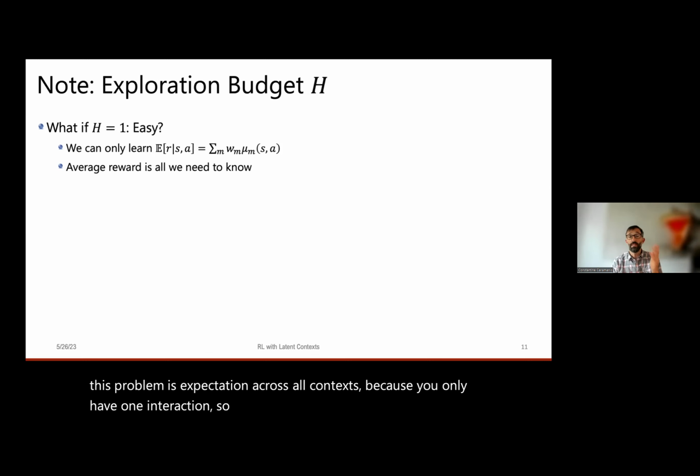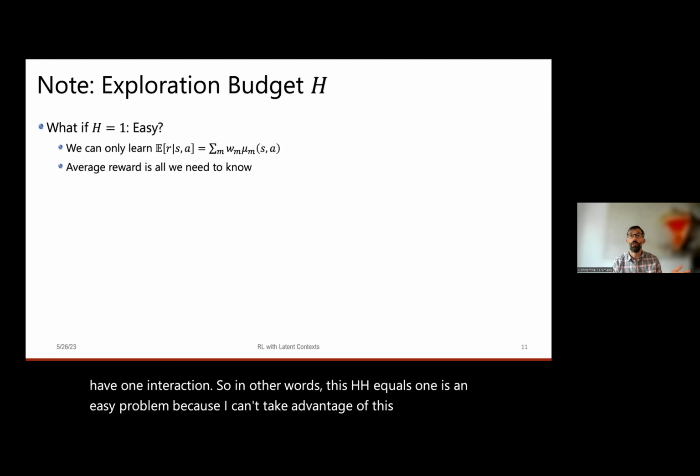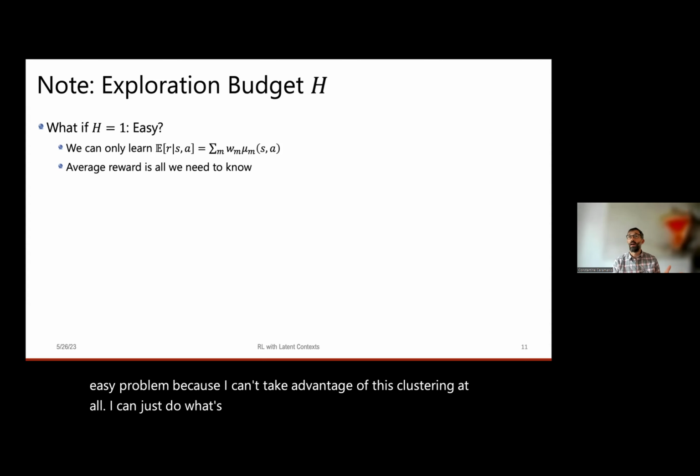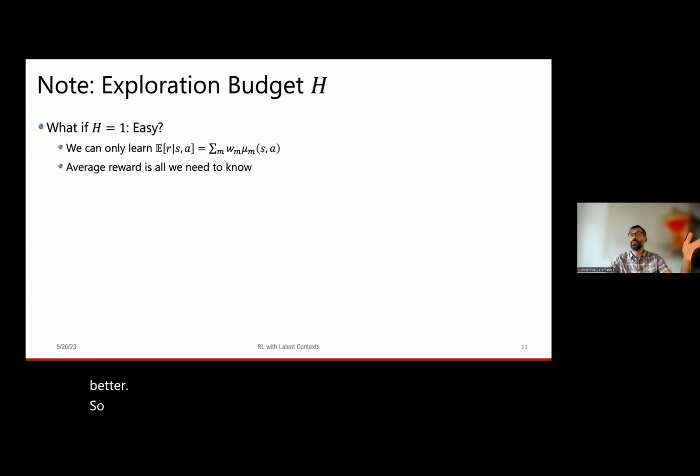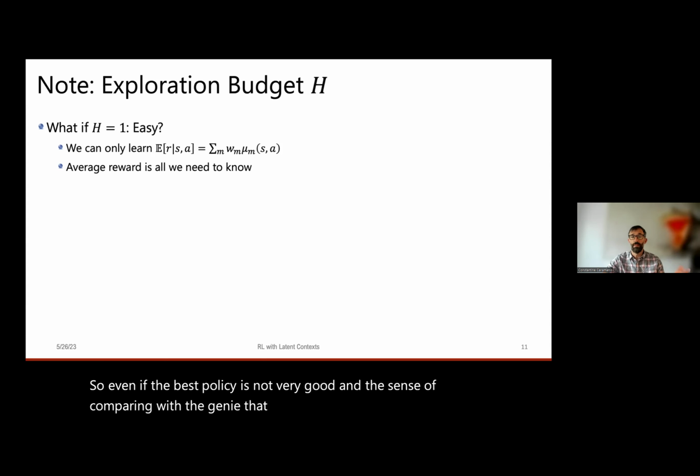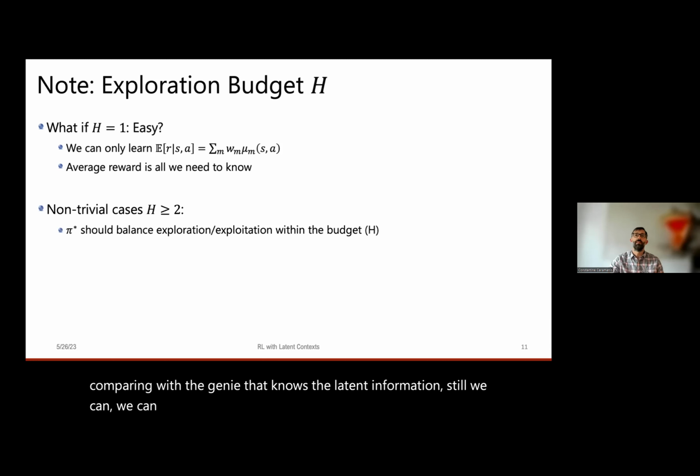So in other words, this h equals 1 is an easy problem because I can't take advantage of this clustering at all. I can just do what's best on average. I can't hope to do anything better. So even if the best policy is not very good in the sense of comparing with the genie that knows the latent information, still we can see that we can easily find the best policy.